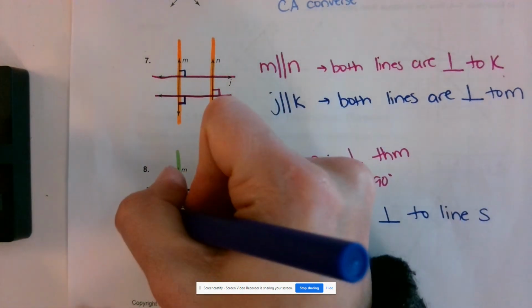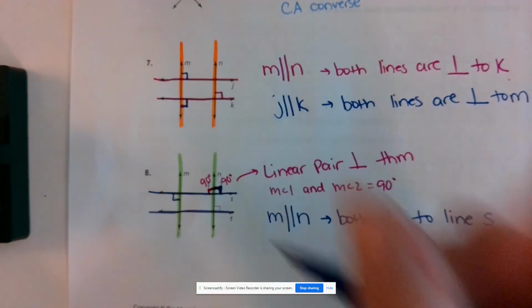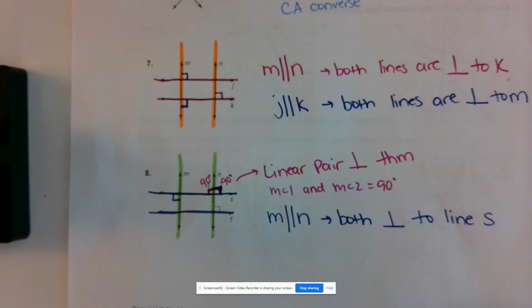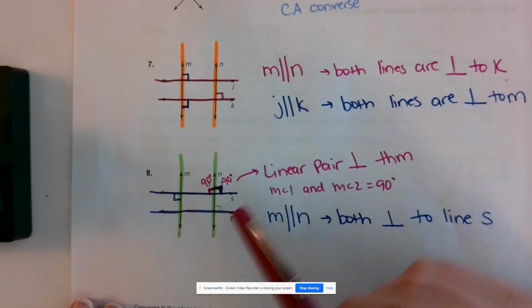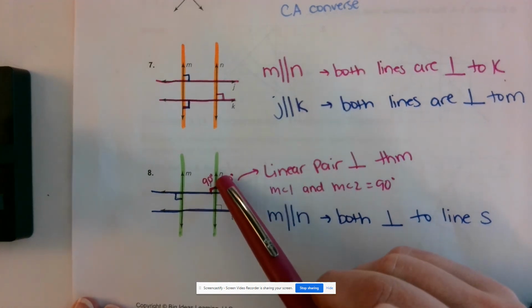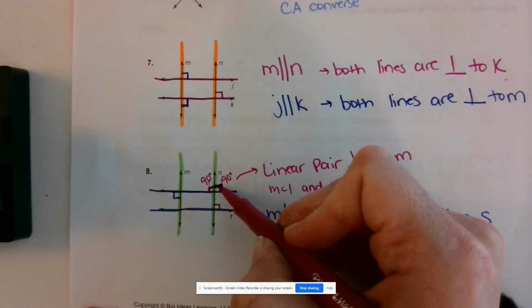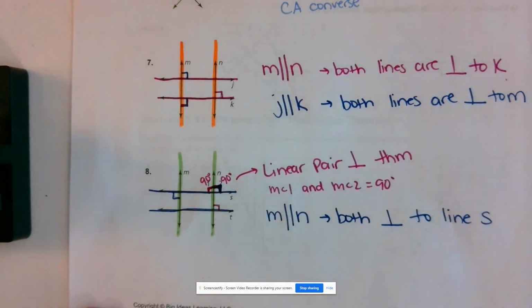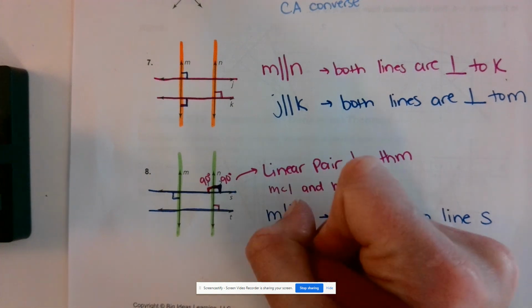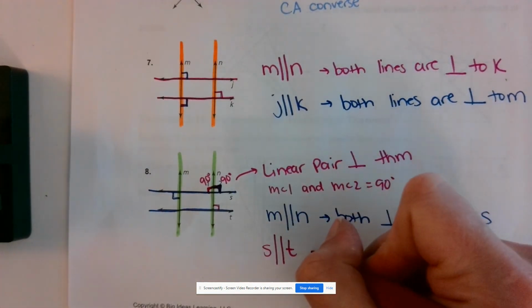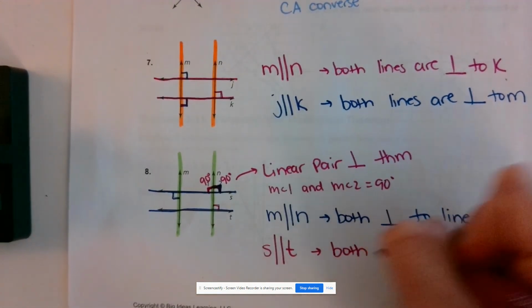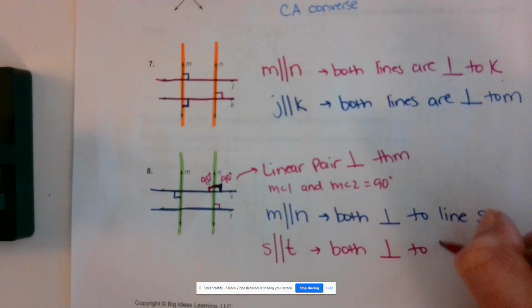Let's check lines S and T. I'm wondering, are they perpendicular to the same line? Notice line S is perpendicular to line N, and line T is perpendicular to line N. They are both perpendicular to line N, which forces them to be parallel. So S is also parallel to T because they are both perpendicular to line N.